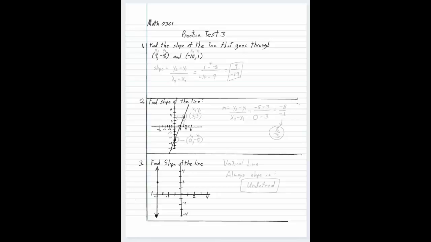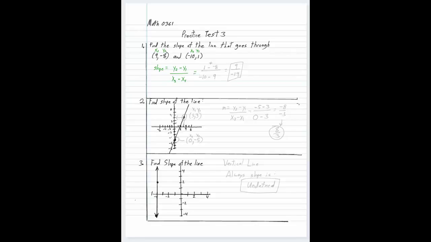Question 1, we're given 2 points and we would like to find the slope. Well, to find this out, the formula for slope is y2 minus y1 over x2 minus x1. The first points I see, 9 and negative 8, I will call them x1 and y1. And negative 10 and 1, I'll call that x2 and y2.